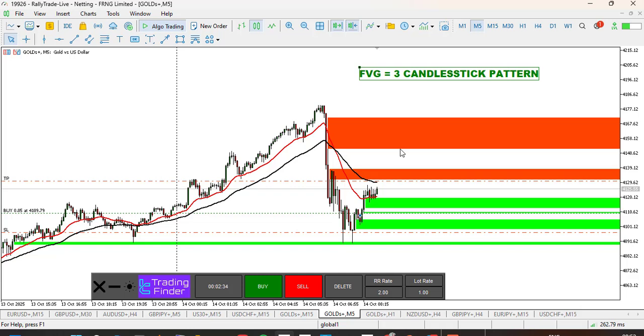This is Fair Value Gap, a very powerful trading technique on MT5.